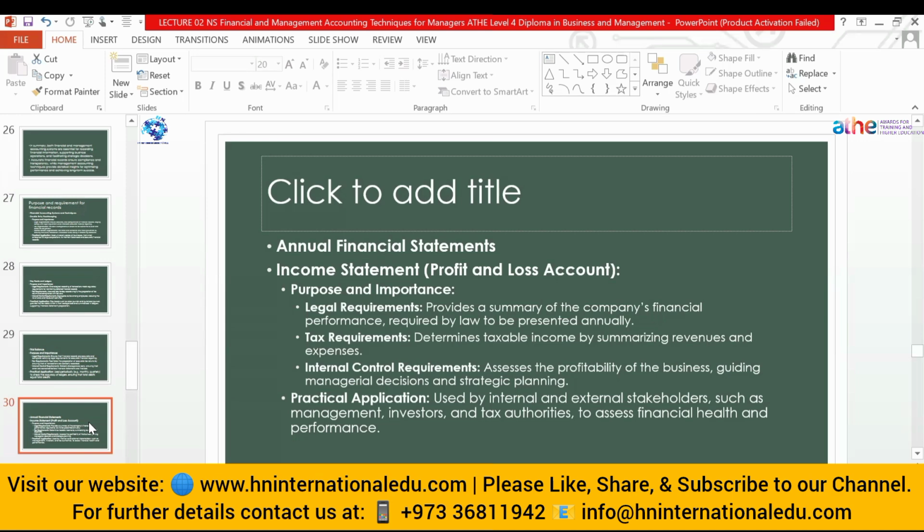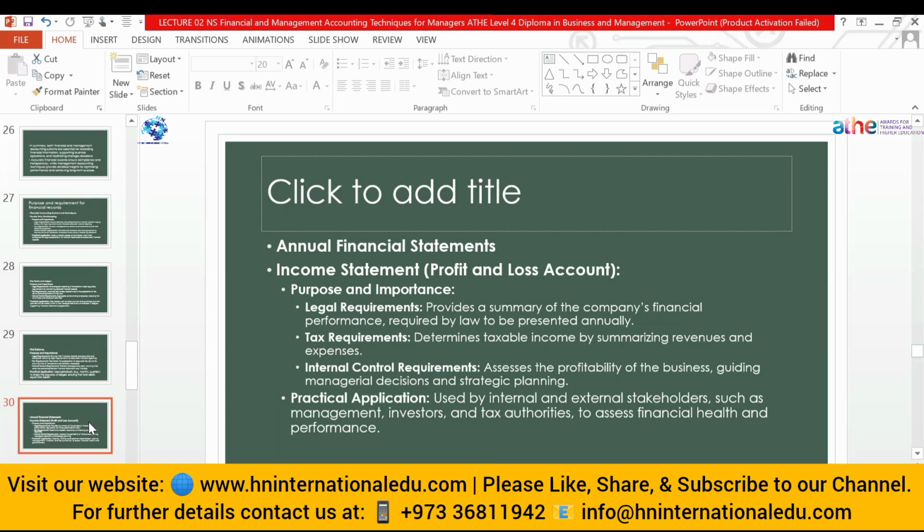Determines the taxable income by summarizing revenues and expenses. Even the tax part is included in your statement of financial position and even in the income statement because tax is liable. Assess the profitability of the businesses, guiding the managerial decisions and strategic planning. Managerial decisions are the decisions which we have to take on a daily basis, and the planning is according to the goals and objectives of the organization.